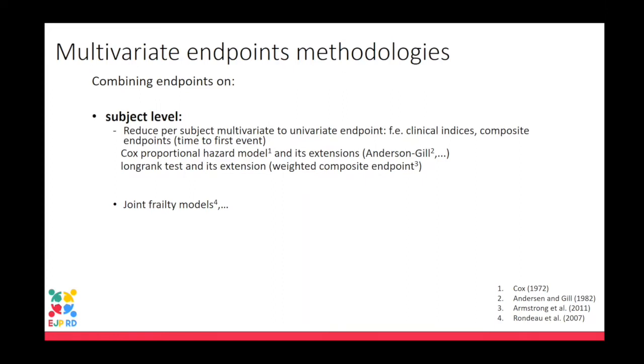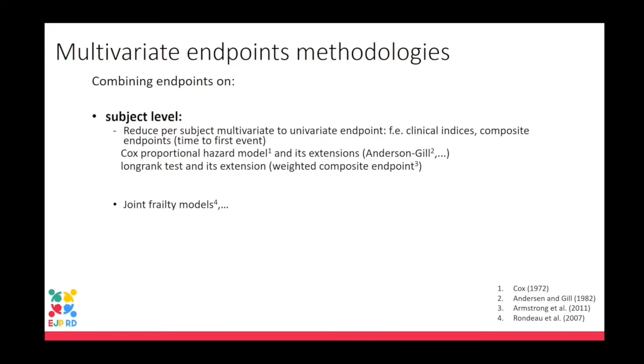So that means that if you reduce from a multivariate to a univariate outcome, you are actually evaluating mostly the clinically least interesting endpoint, which is the hospitalization. So that's why people have tried to extend these analyses to include also the other events that the patient has.